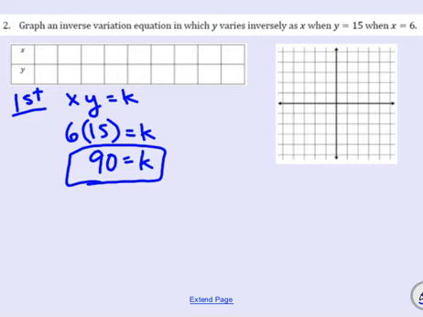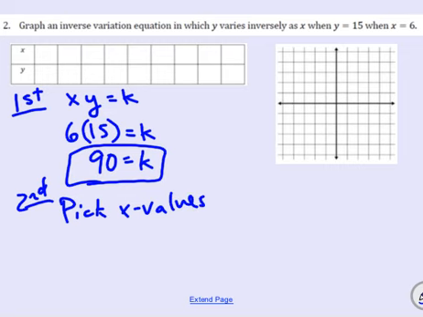So I got my constant. The second thing I would do is pick strategic x values that are easy to use. So when I see 90, I know the factors of 90.